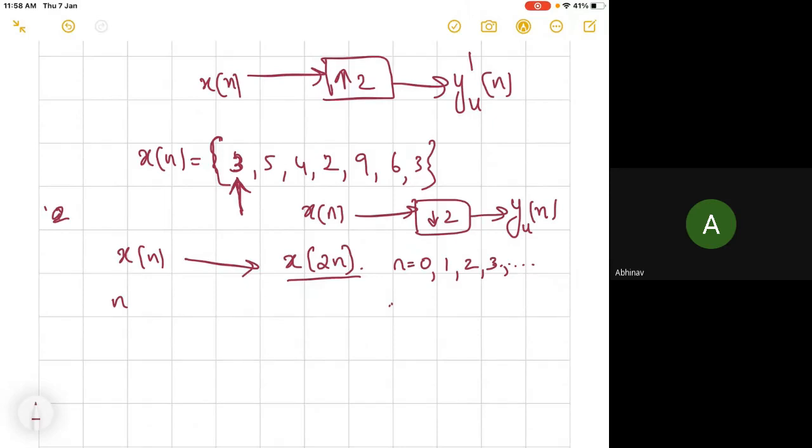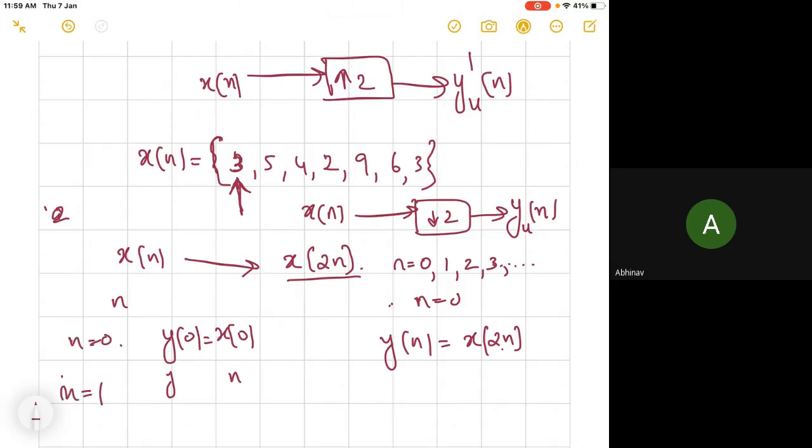Then this becomes, for n equals 0, you have x of 0. So if y of n is x of 2n, for n equal to 0, you get y of 0 as x of 0. And when n equal to 1, you get x of 2n, so x of 2. That becomes y of 1.